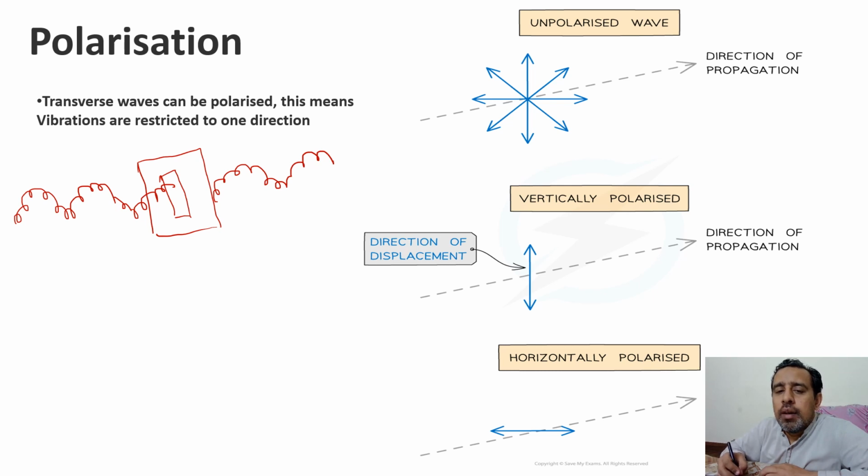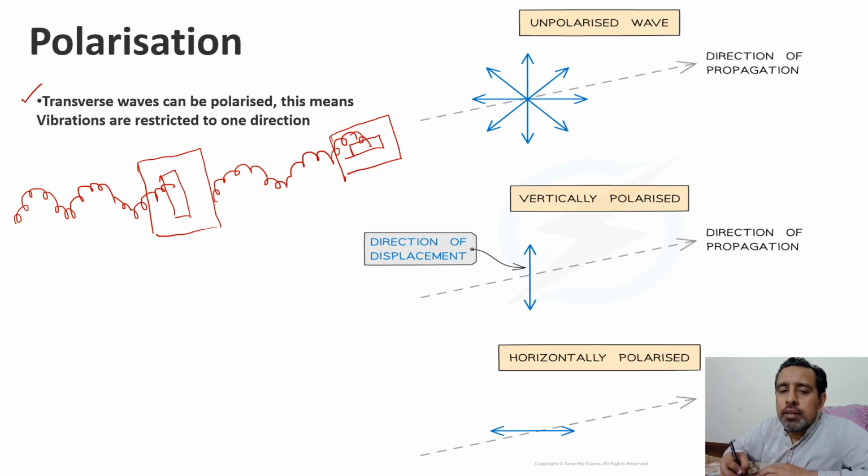But if we put the polaroid in this way, then no waves can pass through it. So these are restricted. Means this transverse wave can travel in one plane, and if we rotate the plane at an angle of 90 degrees, the transverse waves cannot go through it. It means we can polarize these transverse waves.